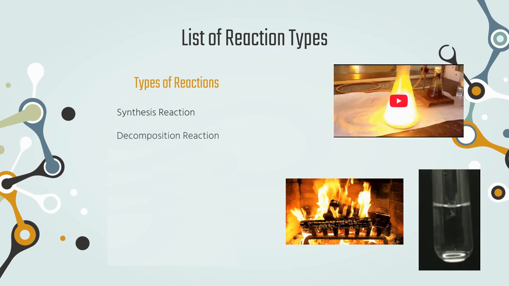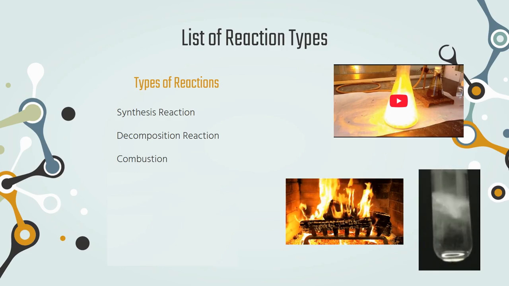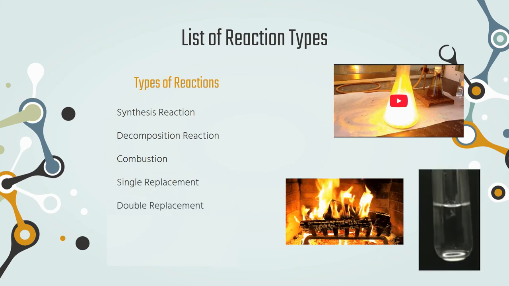First, we'll talk about synthesis and decomposition reactions. These two sort of go together, they're sort of opposites. We'll talk about combustion reactions. The name kind of gives that away. We're talking about usually fire or light in that case. And then another set of paired reactions are single replacement and double replacement reactions.